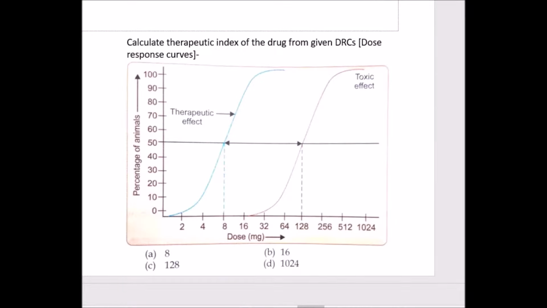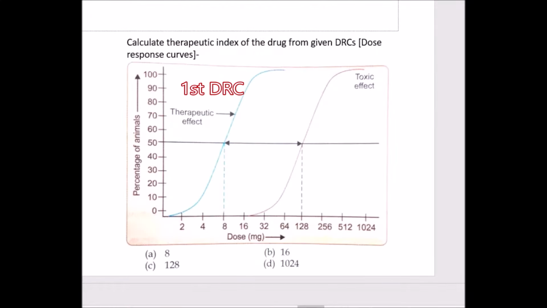Calculate the therapeutic index of the drug from the given DRC. Here is the DRC of a drug, and option A is 8, option B 16, option C 128, and option D is 1024. So here in this image, the first DRC indicates the DRC of the therapeutic effect, and this graph indicates that ED50 is 8 mg, because here 8 mg is the dose which is producing the desired response in 50% of the experimental population.